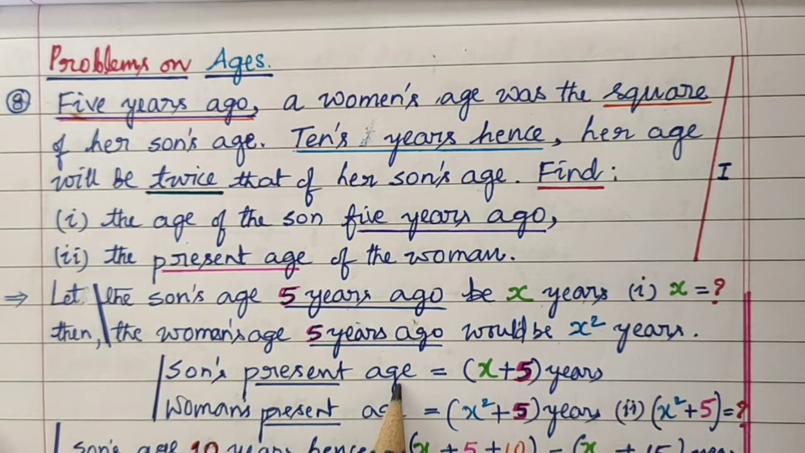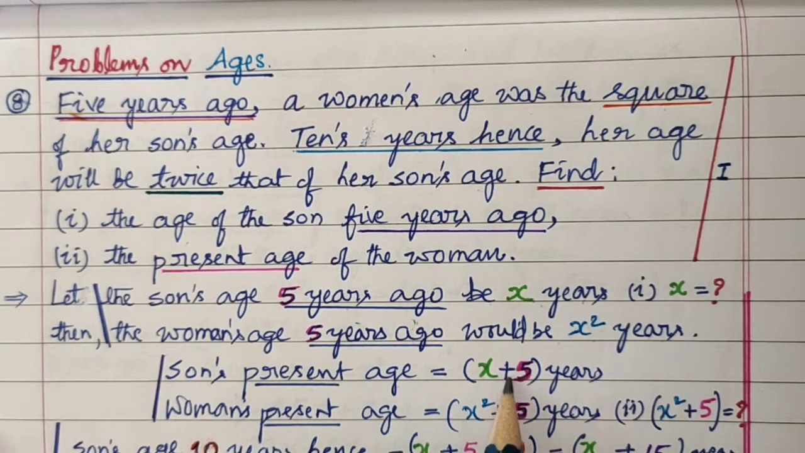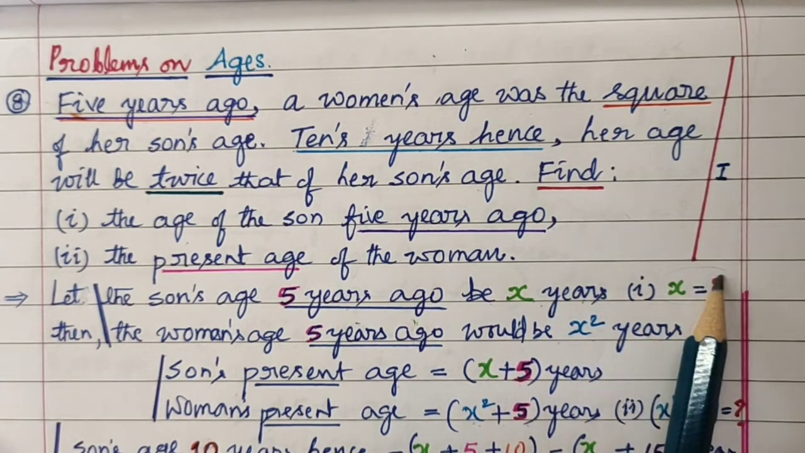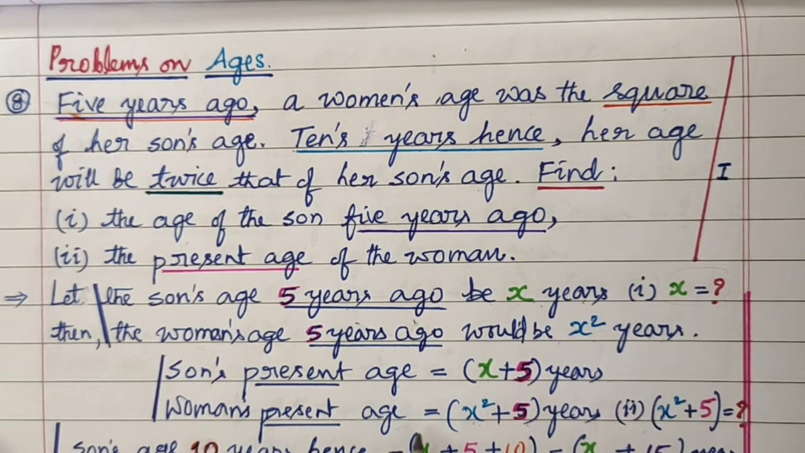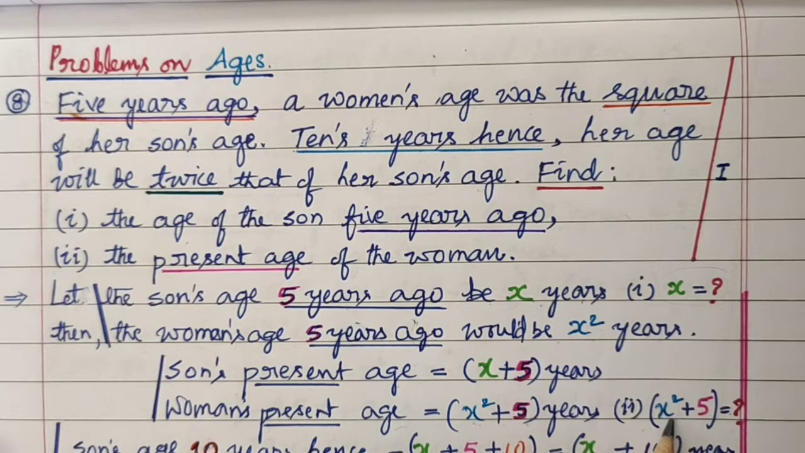The son's present age: 5 years ago it was x years, so now it's going to be x plus 5 years. The woman's age 5 years ago was x square, so the present age of the woman is going to be x square plus 5. We need to find out the age of the son 5 years ago. The second part, the present age of the woman, is x square plus 5. Once we find the son's age 5 years ago, finding the present age of the woman will become easy. Then they have given one more condition.